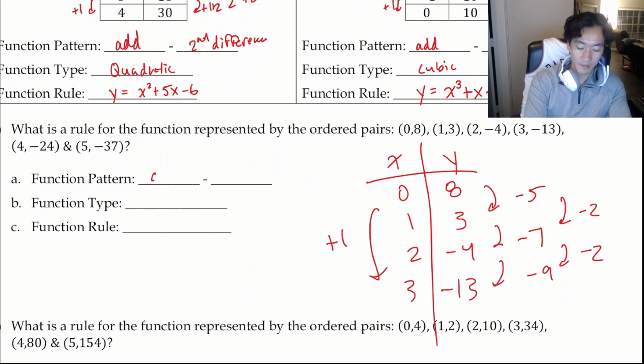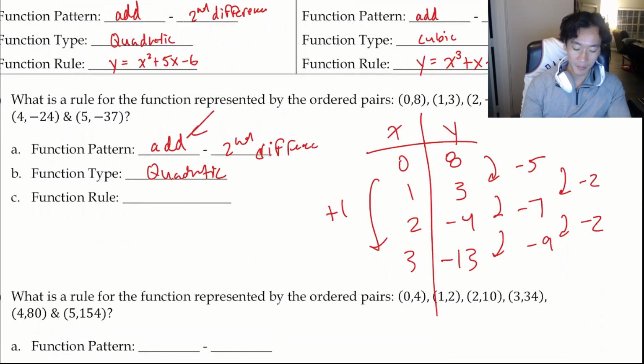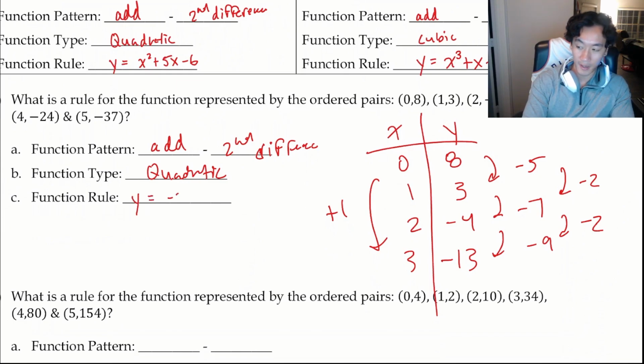So I have add and then second difference as my pattern. And so the function type here, based on the table we had above from earlier, add and second difference is quadratic. I might just start saying this is first difference, to be honest, because that's when they're all the same. But anyways, for the function rule, if you were to put this set of points into your calculator and calculate the regression, you should end up getting y equals negative x squared minus 4x minus 8.